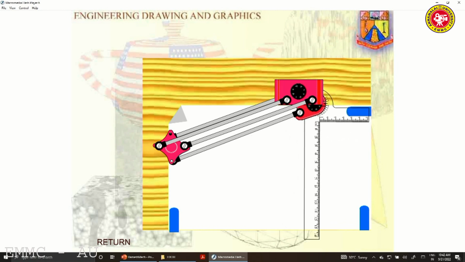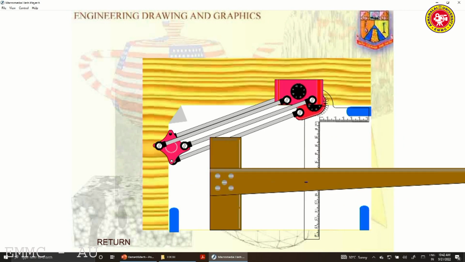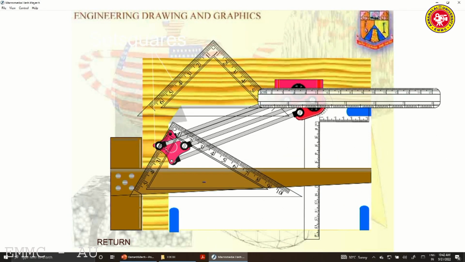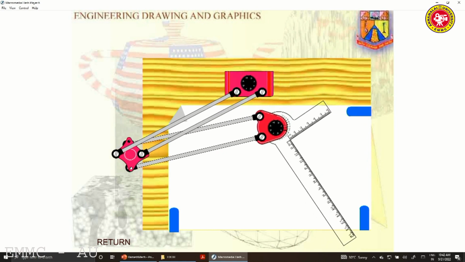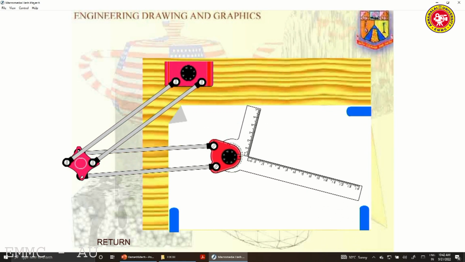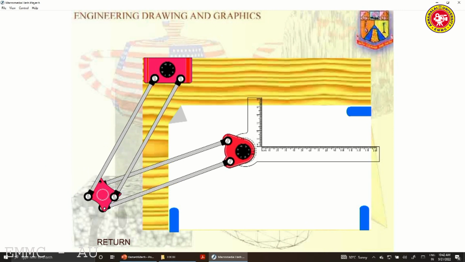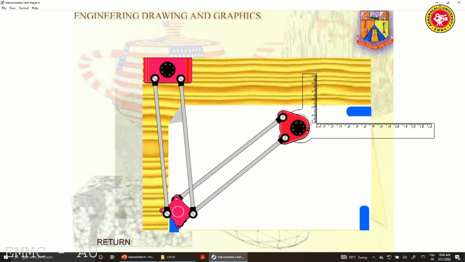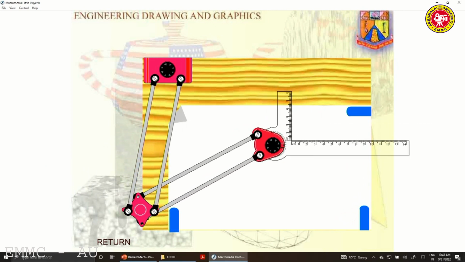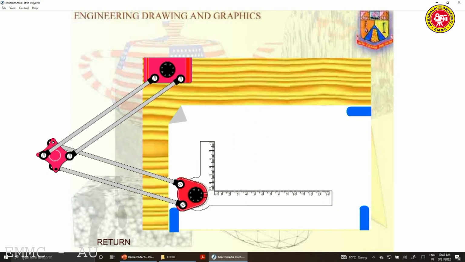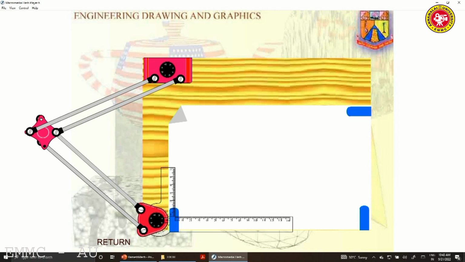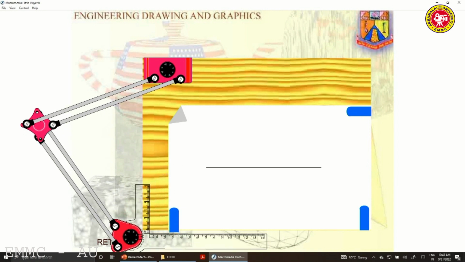Now we are freely rotating the mini drafter. Here we are showing a lot of tools like T-squares, scales, set squares, and protractors combined together and formed as a mini drafter. In the mini drafter, one end is fixed at the top end, that is for right hand practice. For left hand practice, you must fix that end from the right side to the left and check.